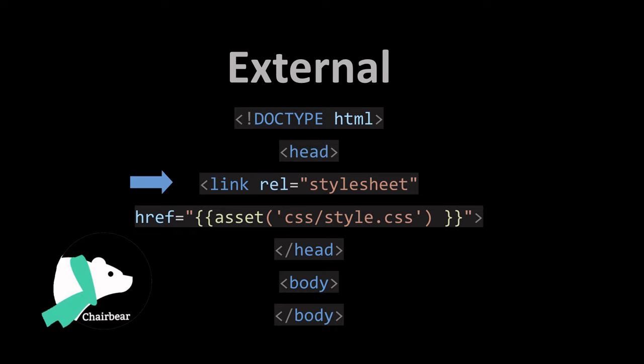With external CSS, all styles are contained in a single text file which is saved with the extension .css. This file is referenced in the HTML using the link tag inside the head section.